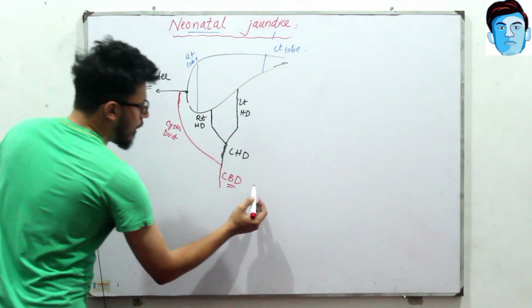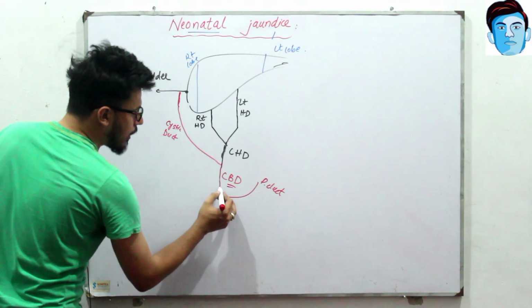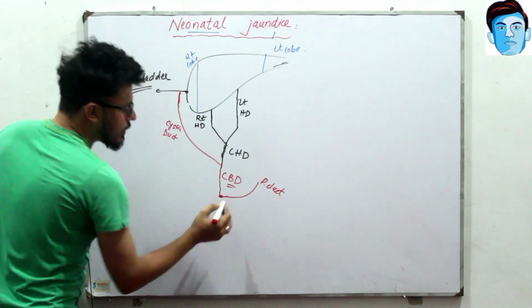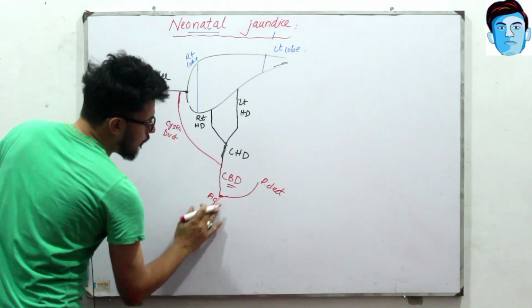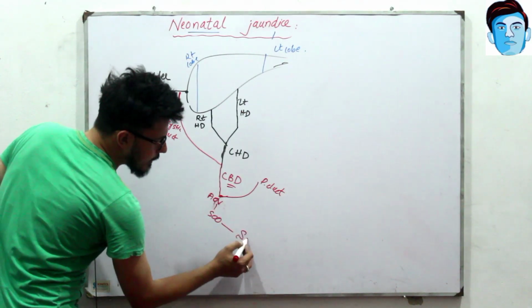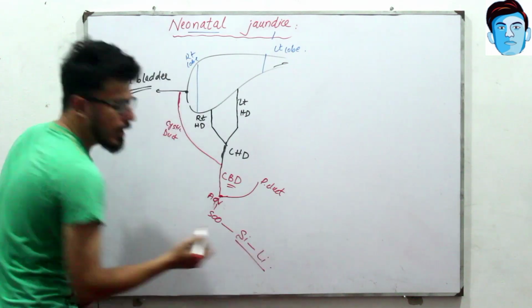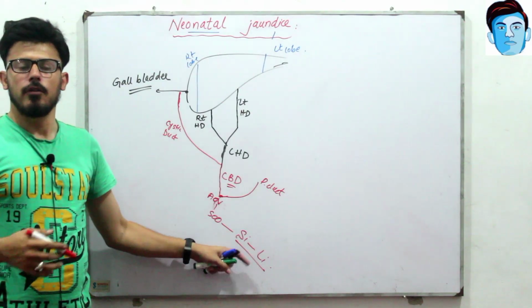Ultimately, from the pancreas, the pancreatic duct is mixed with the common bile duct and opens into the ampulla of Vater through the sphincter of Oddi. It reaches the small intestine and ultimately the large intestine. From the large intestine, the bilirubin is excreted from the body.